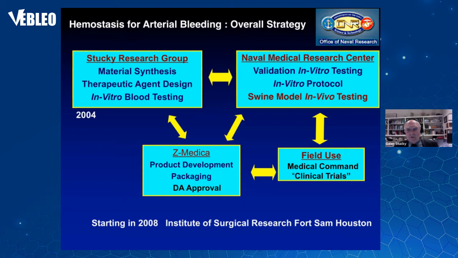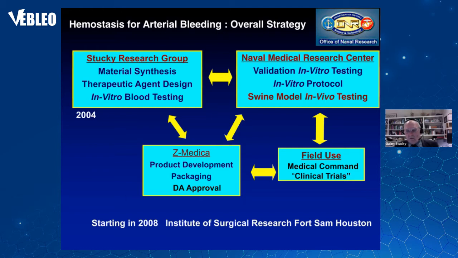And if that looked promising, then it was immediately put into a swine model test, in which 8 to 10 animals would be tested for a single formulation, and they would do the in vivo testing. If that looked good, then it would be packaged and go to Z-Medica for product development and packaging. And in the process, there was a fast track at that time for FDA approval.